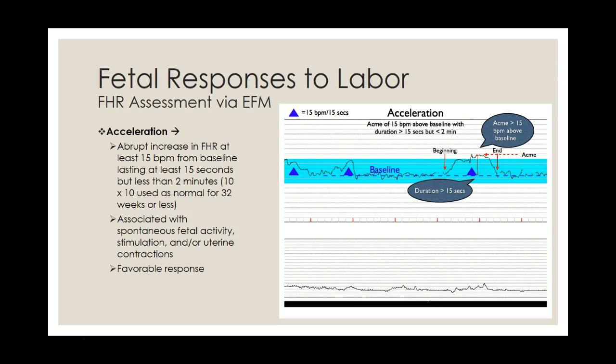10 by 10 accelerations are normal if the baby is 32 weeks or less. Just a little tidbit of information there. These are associated with spontaneous fetal activity, stimulation, and uterine contractions. And this is a favorable response. We want to see accelerations. Accelerations are good. It means that our baby has a positive response to stimulation and activity. So it's very good to see this.